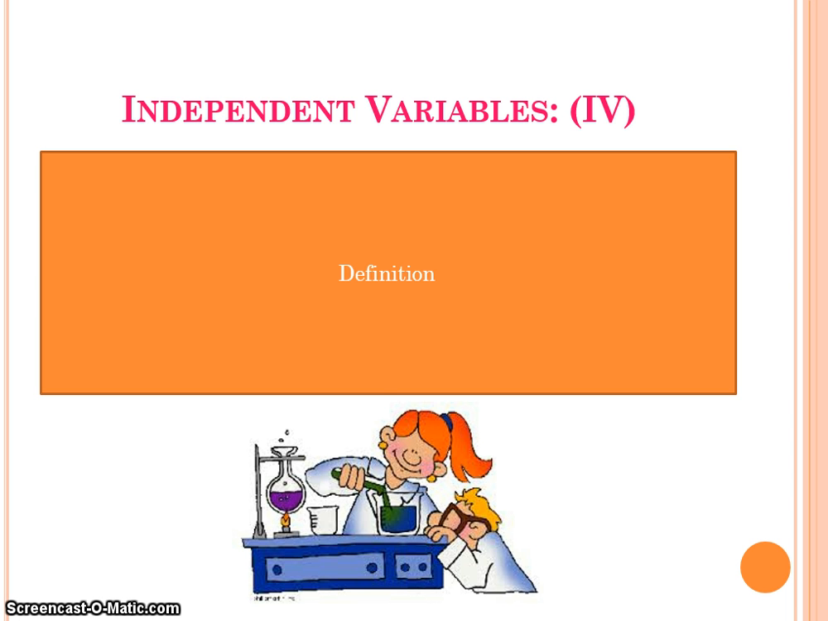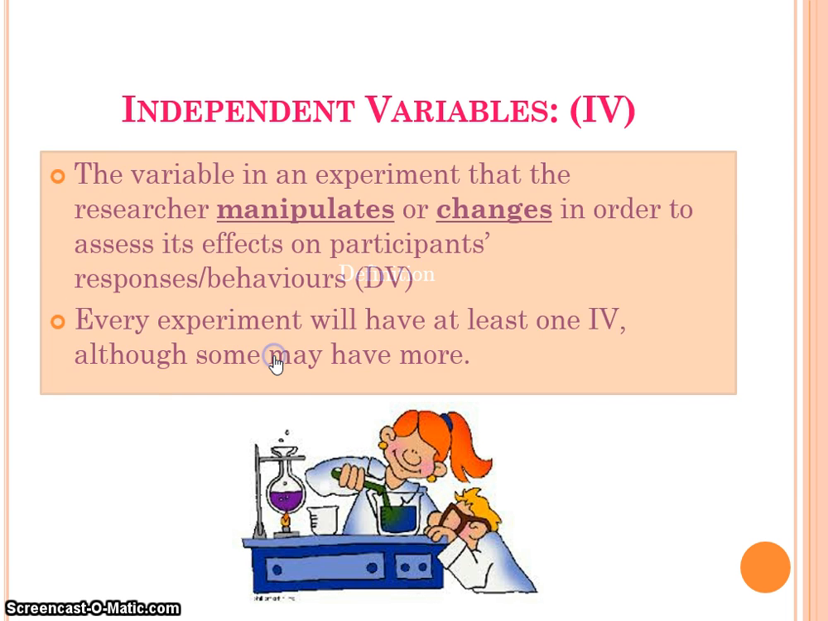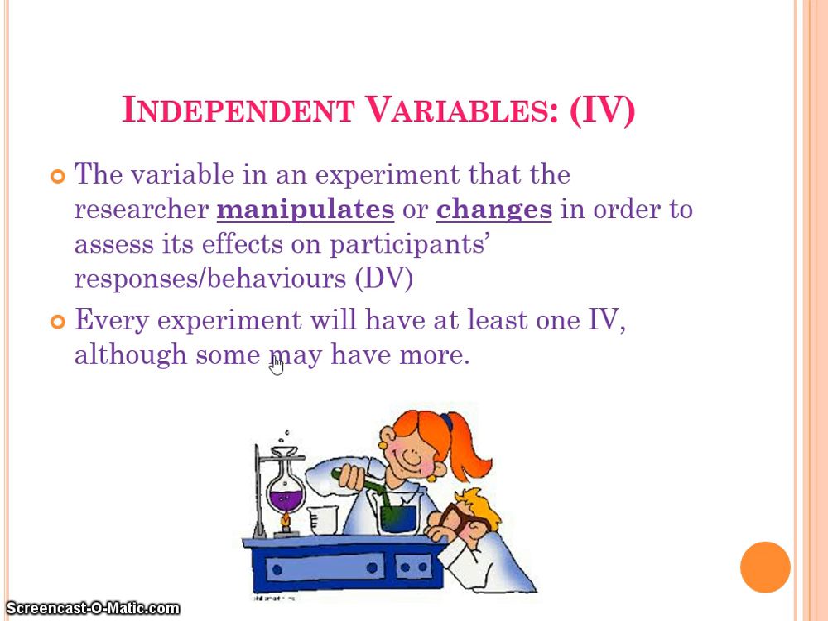Okay, so here is the textbook definition. So an independent variable is the factor in an experiment that the researcher manipulates or changes in order to assess its effect on the participant's behavior or responses. So every experiment is going to have at least one independent variable. Some have more than that.